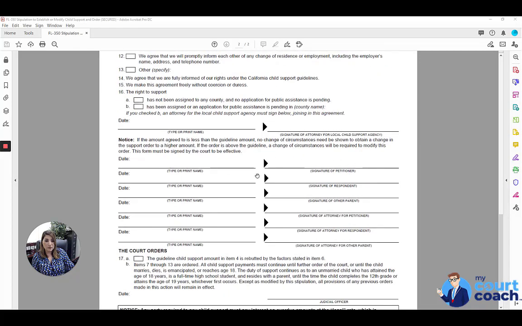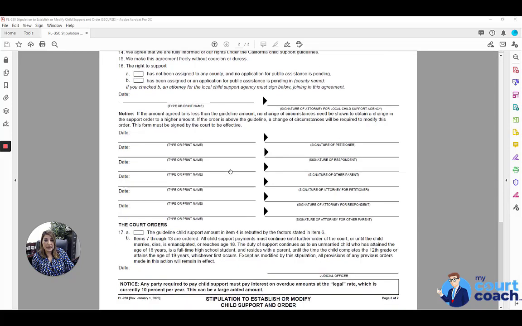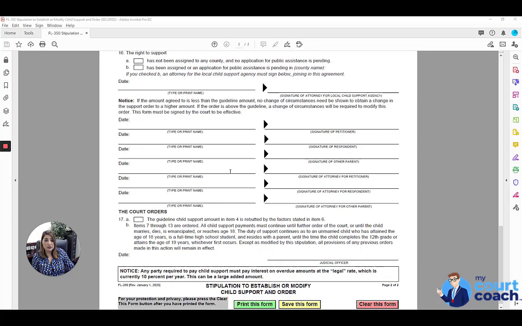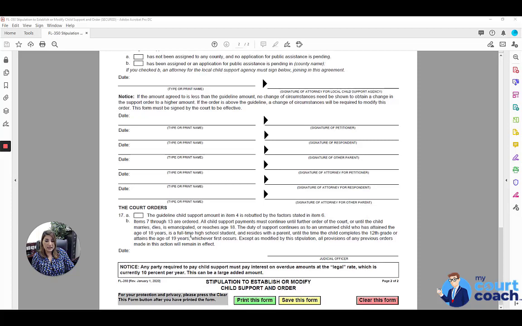Finally, below, each party will fill in their name, sign, and date, and then this gets submitted to the court for processing, and the court will fill out this bottom part that says 17, the court orders. And assuming they sign it, you now have an enforceable child support order.